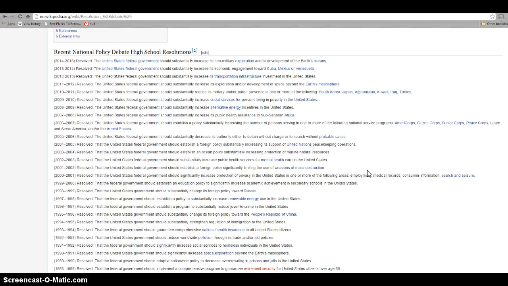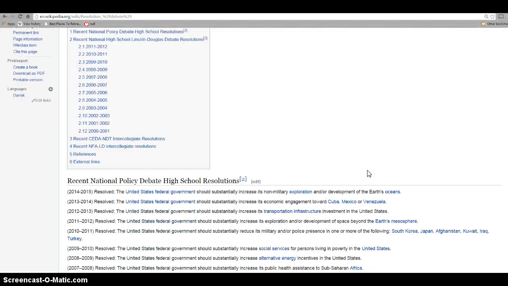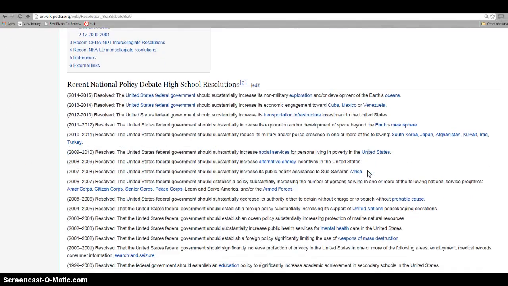And you can see, I'll zoom this a little bit, you can see that these are all exactly of that type. Usually they're very specific. I'll just pull out one at random. The United States government should substantially increase its transportation infrastructure in the United States. So that's 2012 and 2013. So you can imagine that the affirmative could write a brief basically saying that we need a much more modern, complex, up-to-date, and comprehensive train system in the United States.